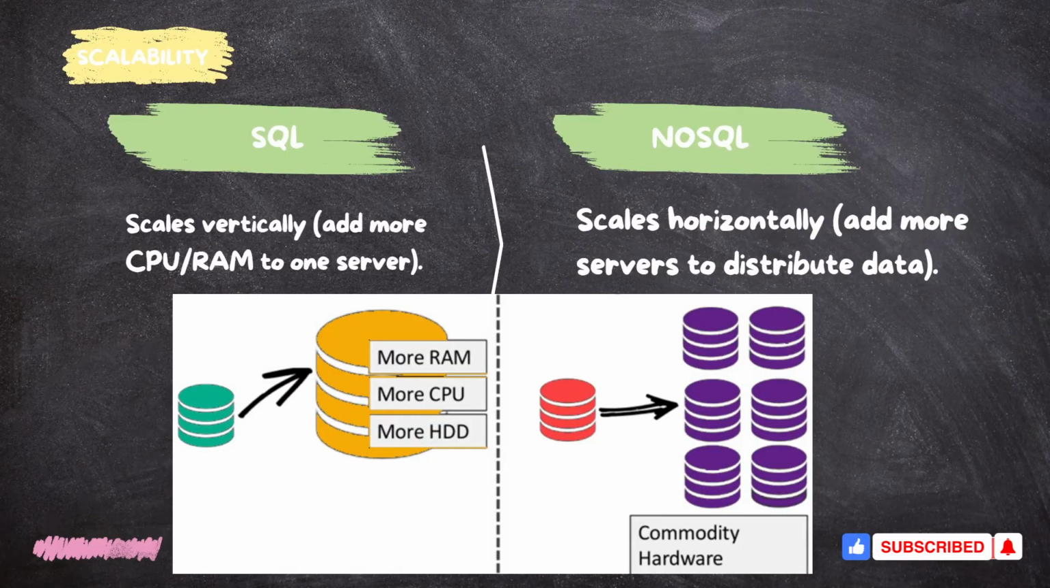Now, when we come to scalability, SQL scales vertically, where we add RAM or one more server into the same CPU or same data server. But when we come to NoSQL database, it scales horizontally. We add more servers to a distributed data.